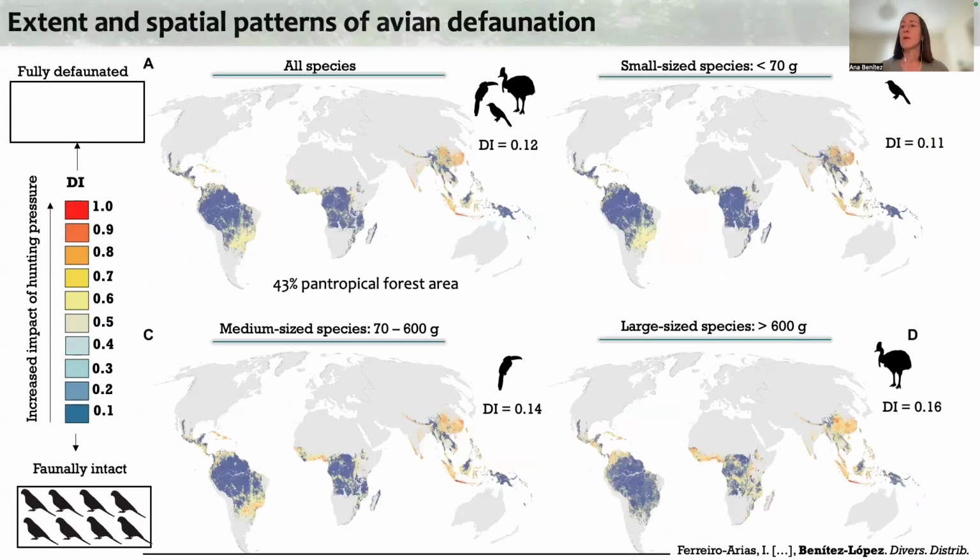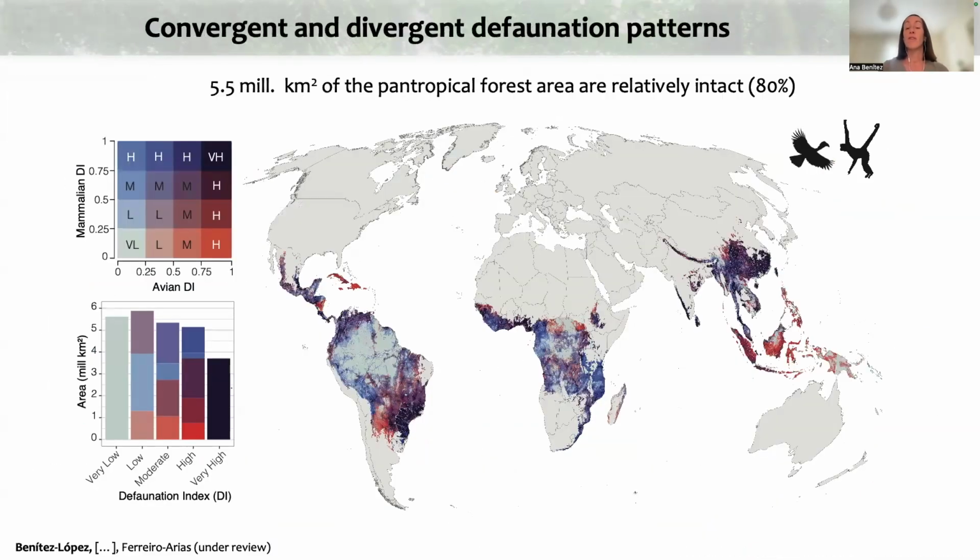So is this happening also with birds? Well, indeed, this is something we did more recently, a couple of years back. Impacts here are a bit smaller, so we don't have such high defaunation levels as in the case of mammals, and we have a slightly smaller extent of the pantropical forest area affected. But what is interesting is that when we put the bird and mammal defaunation maps together, we can see converging and divergent patterns.